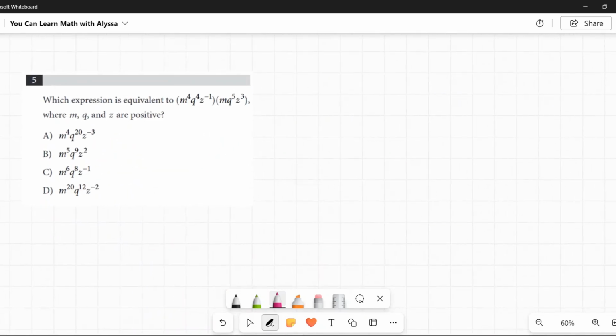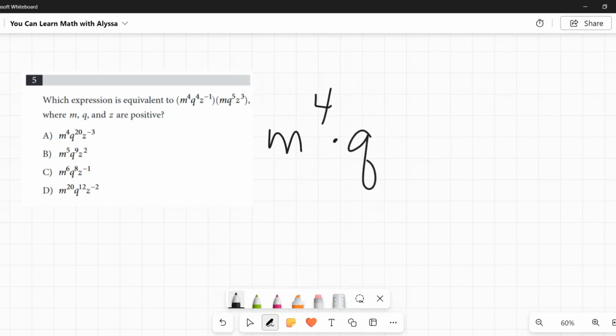5. Which expression is equivalent to m to the fourth q to the fourth z to the negative 1 times m q to the fifth z cubed, where m, q, and z are positive? This is testing your exponent rules, like when you multiply variables with exponents. So I'm just going to write them down in one long chain because these aren't attached to each other.